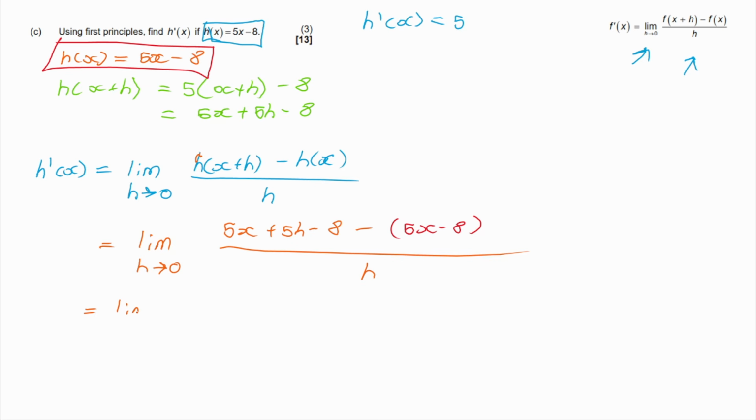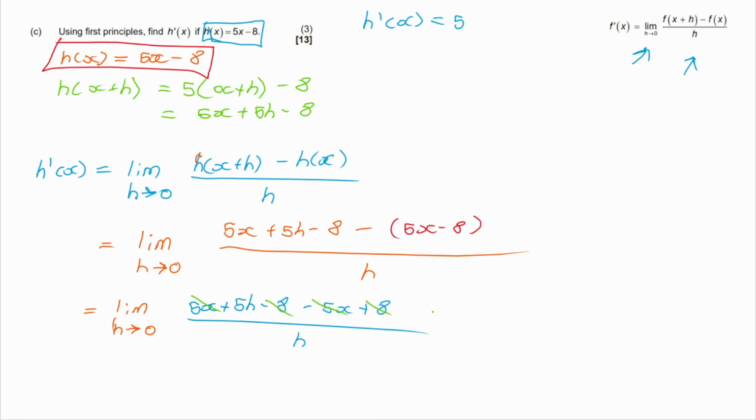I still haven't applied the limit. I need to look for like terms at the top, so hopefully things are going to cancel at the top, and then maybe I'll take a common factor. What I get at the top is, this is going to cancel with that. Let me write it in full in a different color: 5x plus 5h minus 8 minus 5x plus 8, all over h. You'll see this can cancel with that, and this can cancel with that.